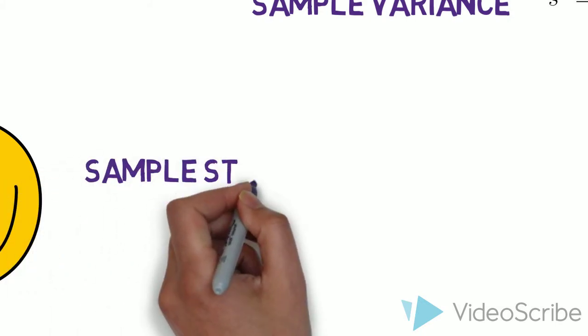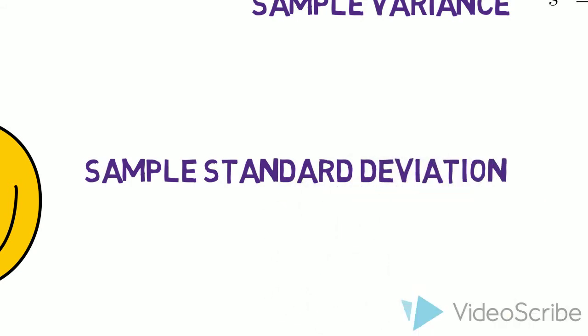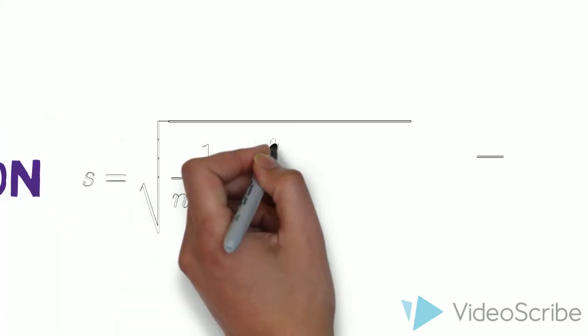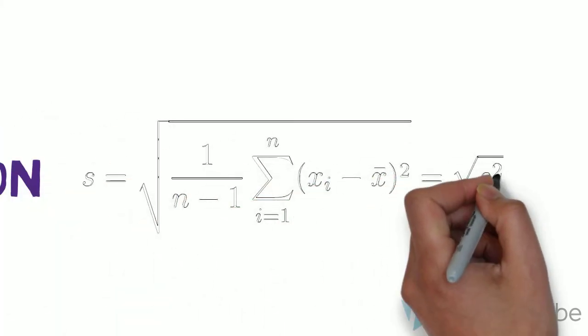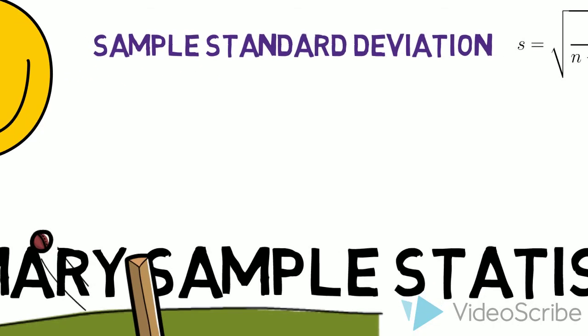Closely related to this, we have the sample standard deviation. This is quite simply the square root of the variance. So it's another technical measure that tells us how variable our data are around their typical value.